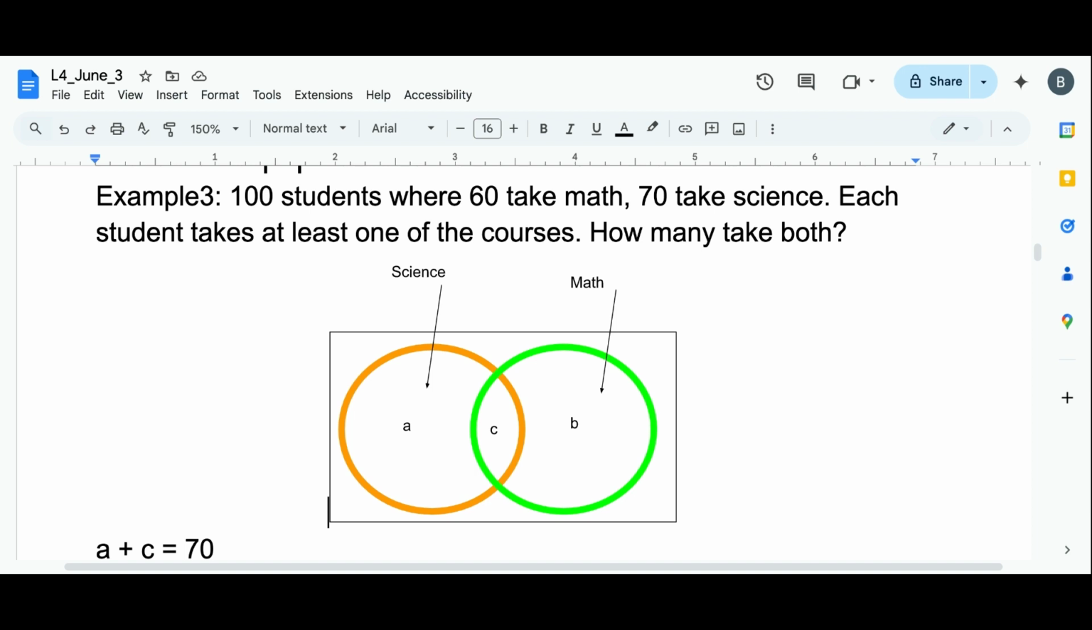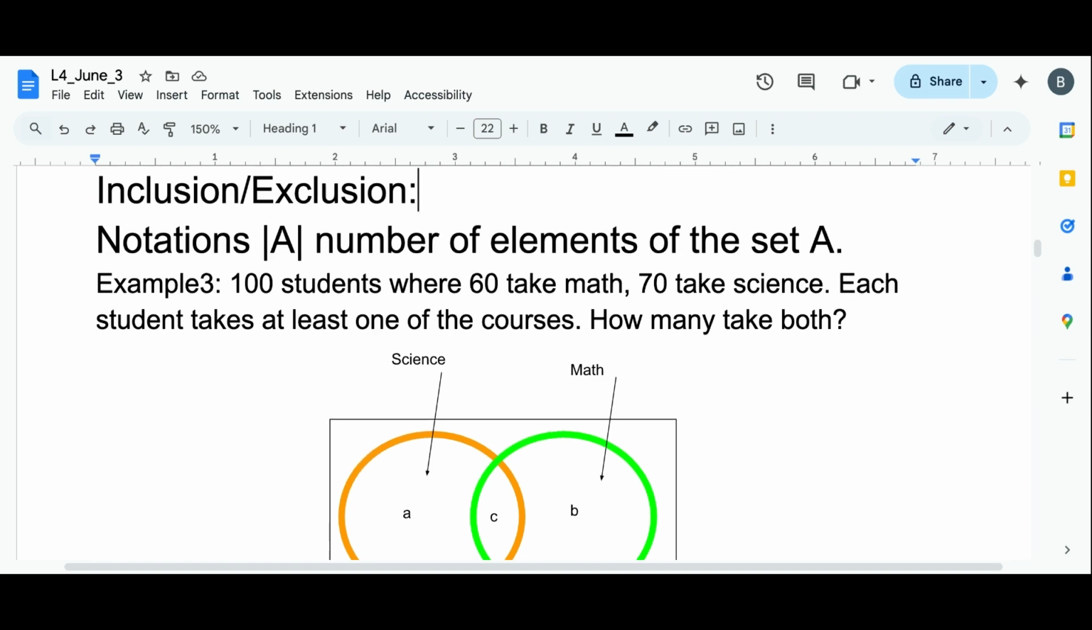All right, inclusion exclusion. Notation here, these what look like absolute value bars on a set A is referring to the number of elements of the set. All right, we have an example here. We have 100 students, 60 of them take math, 70 take science. Each student takes at least one of the courses. How many take both?